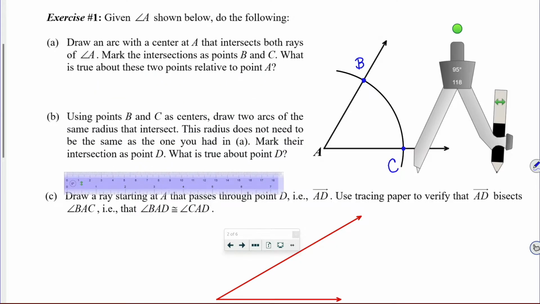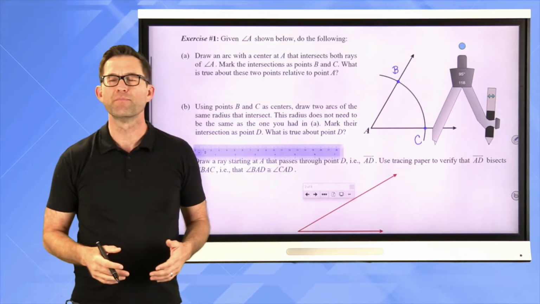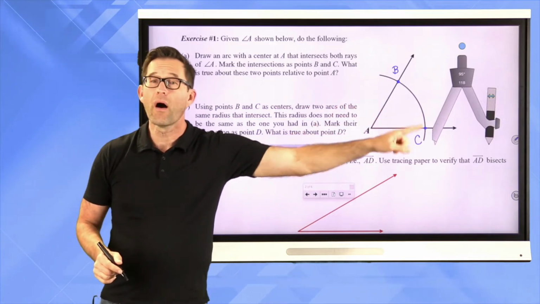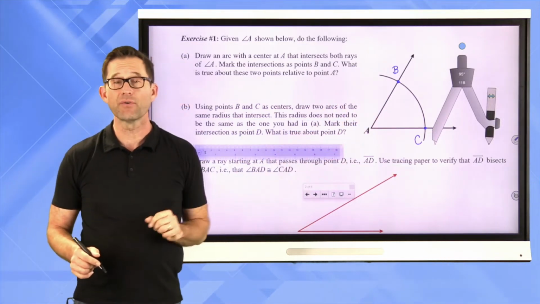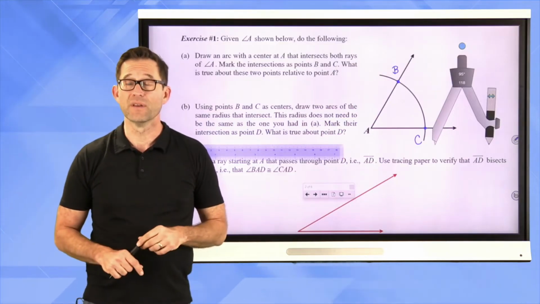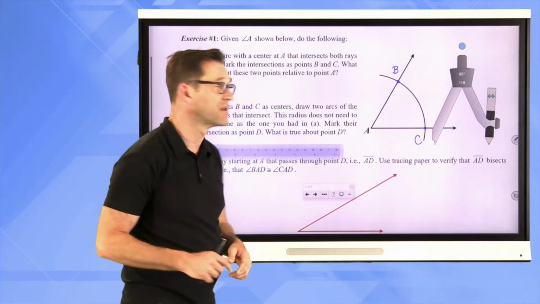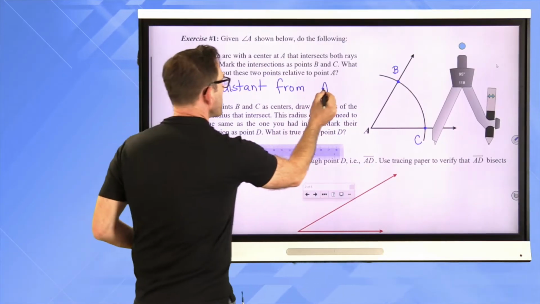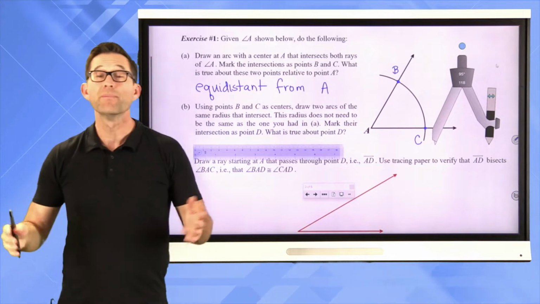Now, what is true about points B and C compared to point A? Well, because they both lie on the same arc with A at the center of the arc, they must be the same distance away from A. We call that equidistant. So they are equidistant from A. Right, I could even mark it. I'm not going to for right now, but I could mark it. Okay, let's take a look at letter B.